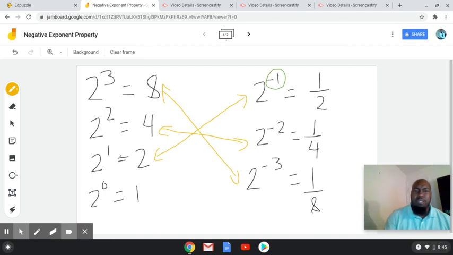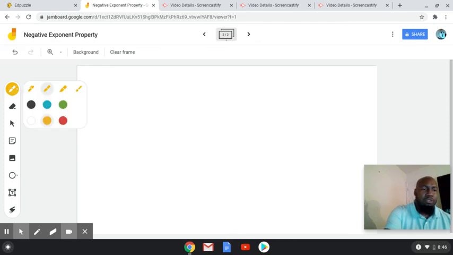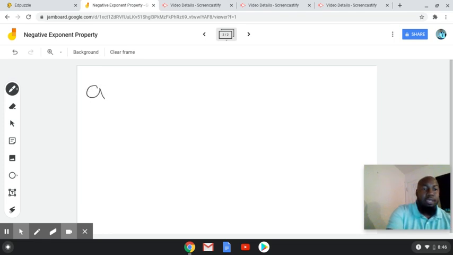So could we make a generalization that I'm going to ask you to try to finish off? If we had any type of negative number, a to the -n, what do you think this would be? I'm going to give you the hint: it's going to be 1/something. That's right, 1 over a to the n.